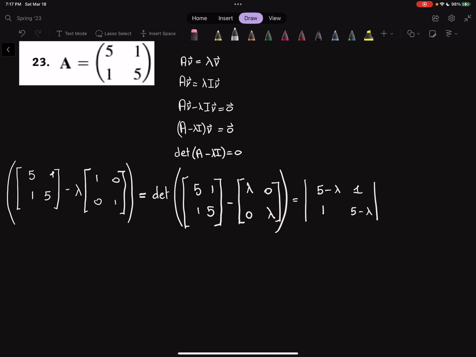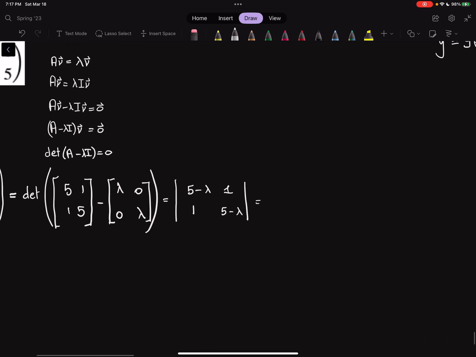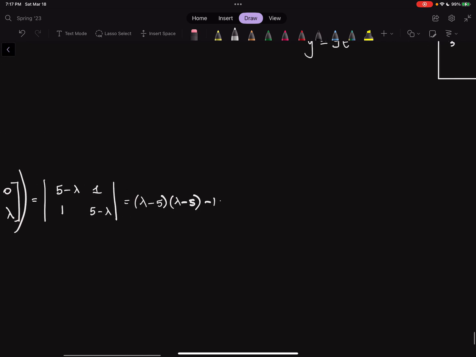Just like this. Now, to find the determinant, I can factor out a negative sign, and I will. So I'll get lambda minus 5, and I'll factor out a negative sign from this as well. The two negative signs cancel out, and then I have this, which I can develop into lambda squared minus 10 lambda plus 25 minus 1. And that is equal to lambda squared minus 10 lambda plus 24.